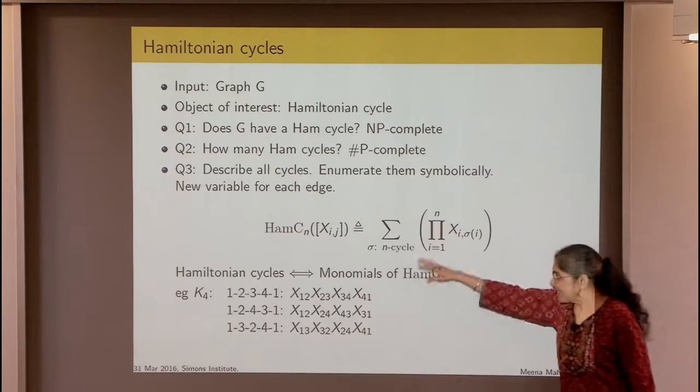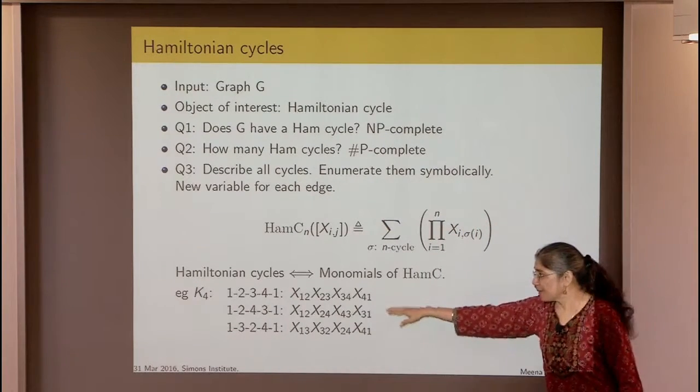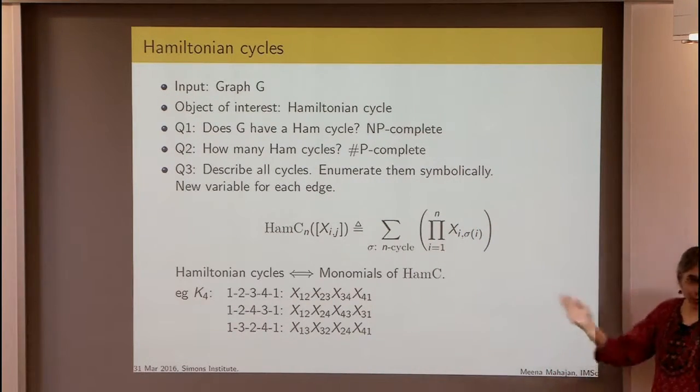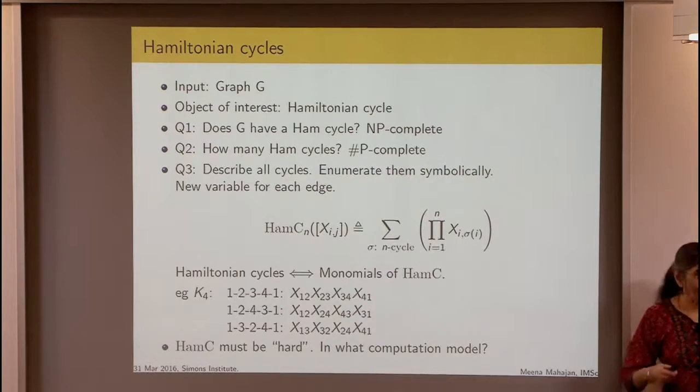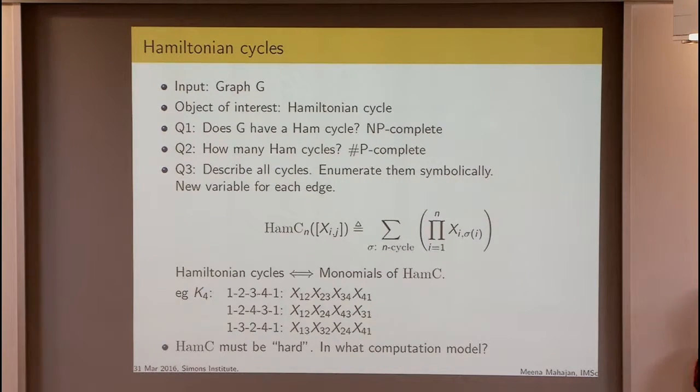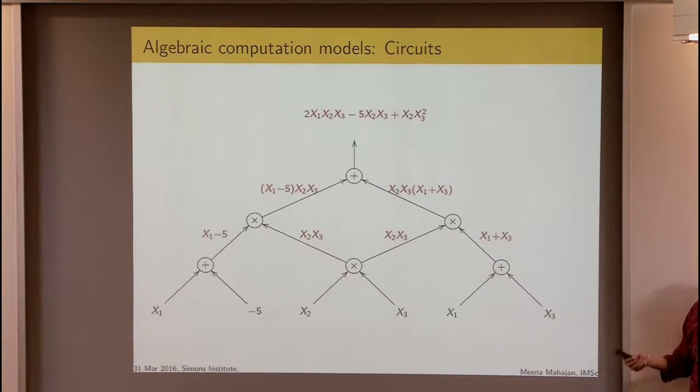Okay? So just in case this notation is a bit unfamiliar, as an example, I've listed out a few Hamilton cycles and the corresponding monomials that they generate. So the point is that this, as a polynomial, must be a very hard polynomial, but then what is the computation model we're talking about when we say that the polynomial is hard? So for this, let me quickly flash this slide, which I use all the time to describe circuits. So we're going to talk about arithmetic circuits.